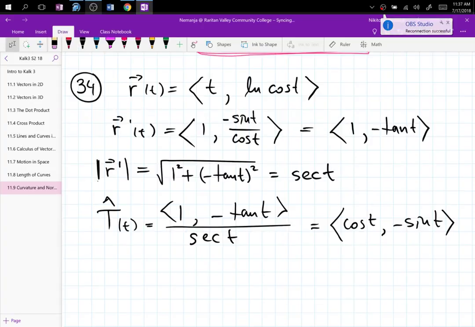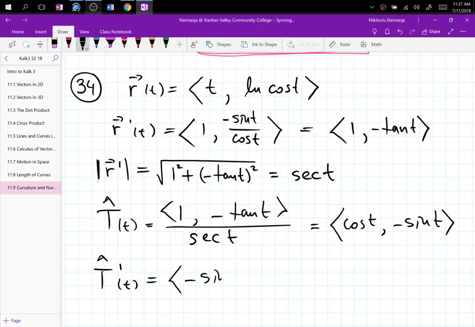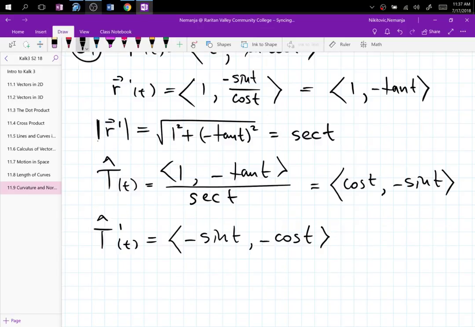Now we need its derivative. So T prime of t is just going to be negative sine t, negative cosine t. And then we need its magnitude, which is just 1.